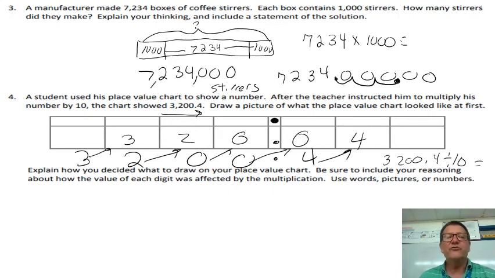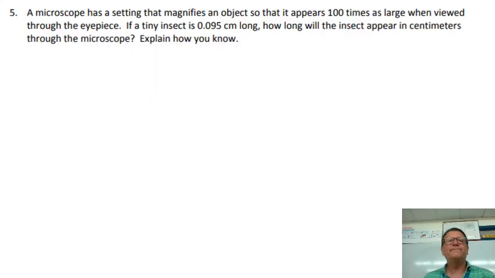Explain how you decided to draw on your place value chart. Be sure to include reasoning about how the value of each digit affected multiplication. Use words, pictures, numbers. Well, I kind of did that as I was explaining it to you. Okay? All right. Number 5.